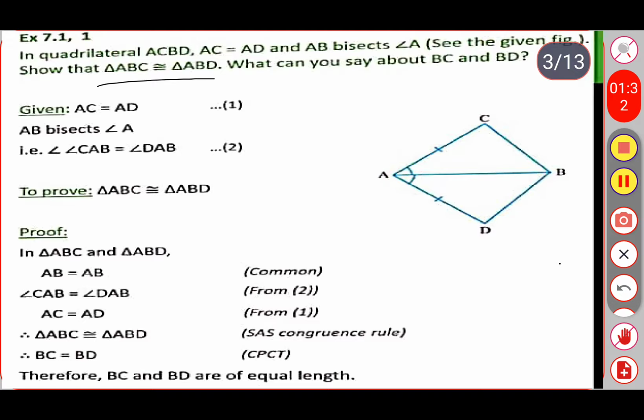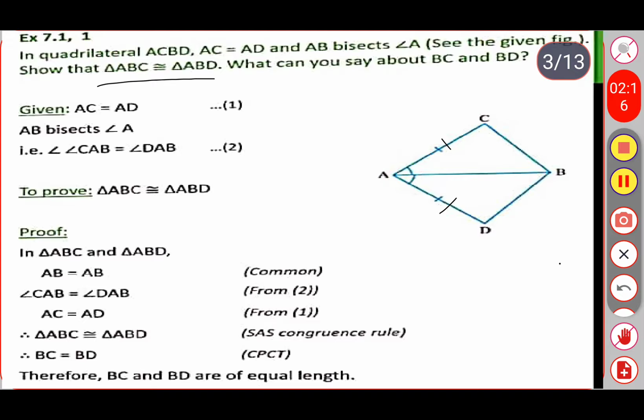Here, first write the given data. All geometrical questions have the answer within the question itself. First you need to understand what you have to prove in the given question. Most of the data is already given in the question. So ABCD is a quadrilateral, right? In that, side AC is equal to AD. It means these two sides are equal. And AB bisects angle A.